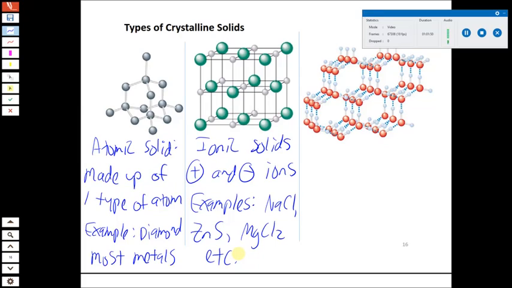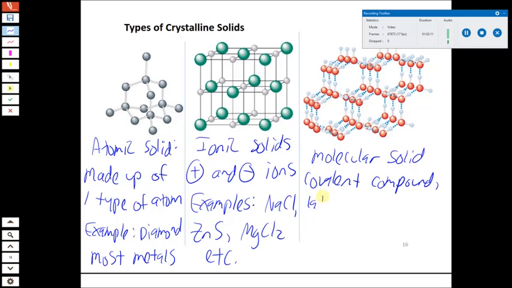And then the last type, which we're not going to talk about in detail from a structural standpoint, but is still very important, are called molecular solids. So these are made up of covalent compounds. So anytime we have a covalent compound that exists as a solid, and it's a crystalline solid in particular, we would expect this to be a molecular solid. So the individual components, the lattice points, are molecules in this case. And the molecules are held together by intermolecular forces.